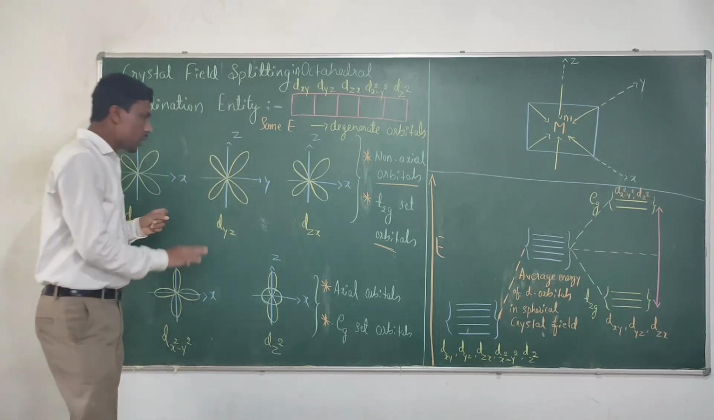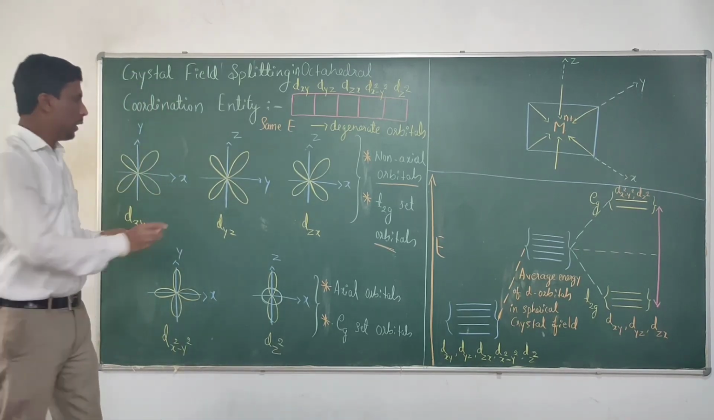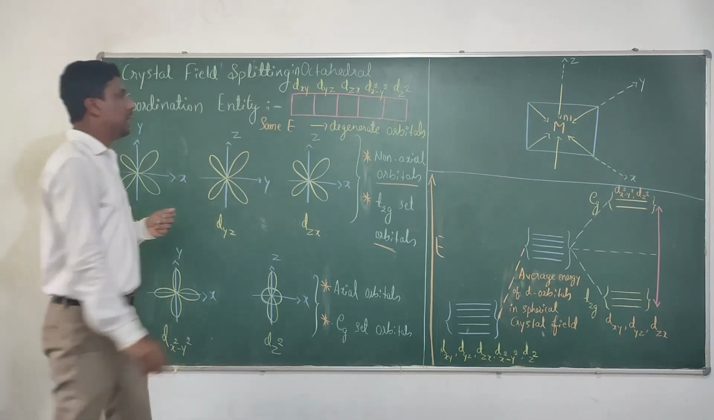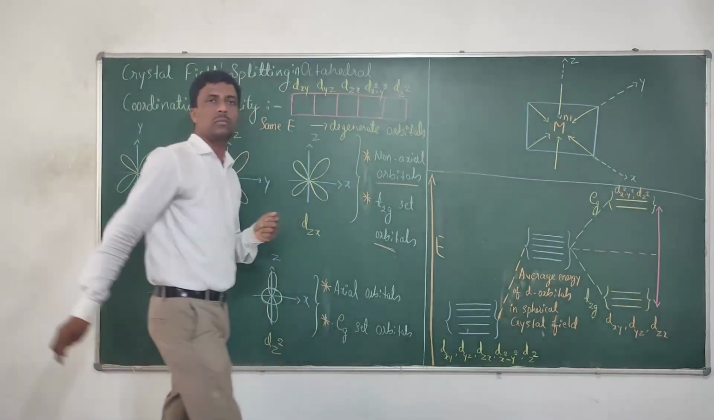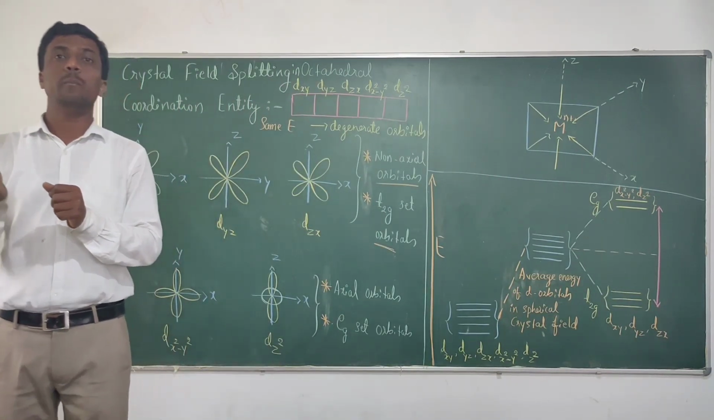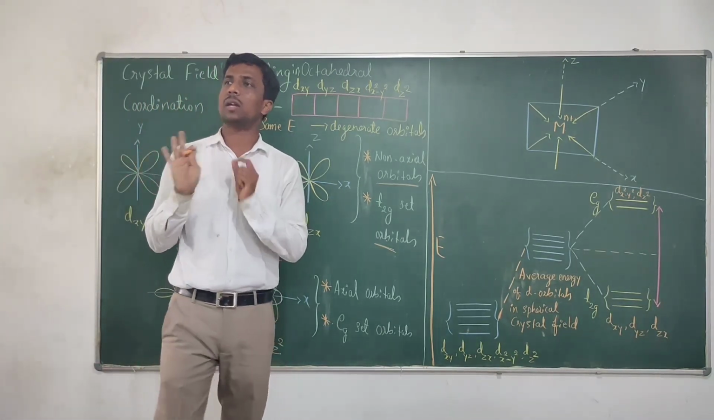Now we have discussed that one. Okay. Now before the formation of the coordination compounds, these 5 d orbitals are in a degenerate condition. Degenerate condition means they have the same energy before forming bonds with the ligands in the coordination compound.